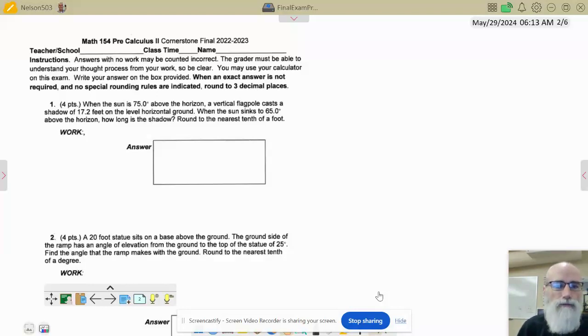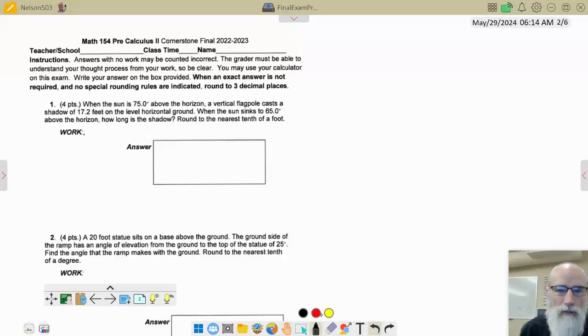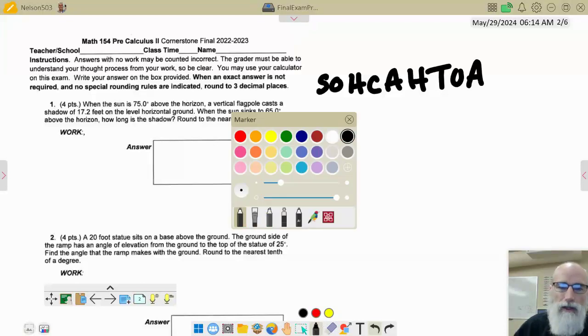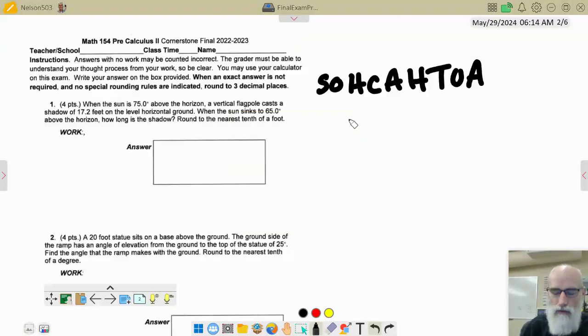All right. So, number one, when we're looking at a problem that has a right angle, you want to use SOHCAHTOA. Okay. So, SOHCAHTOA. That's what we're going to use on these problems. And I think making a drawing is really helpful.